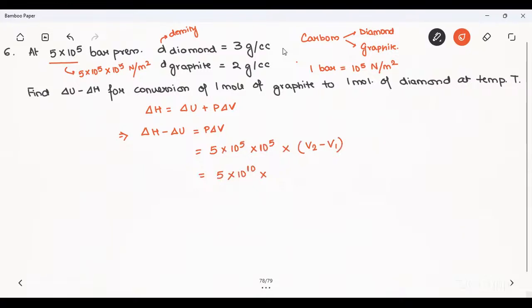Now, density is mass by volume. We need to calculate volume, which is mass by density. So, what will be your V2? What is mass? What is the atomic mass for carbon? 12. What is the density given? 3. Is this step clear to everyone? Yes, ma'am.